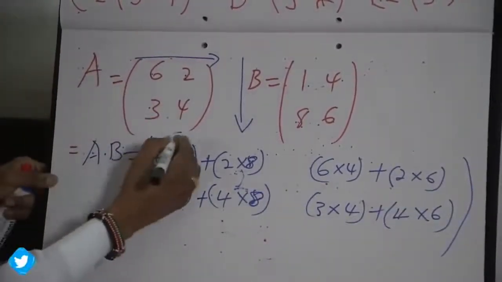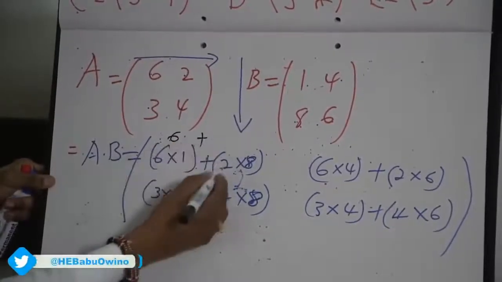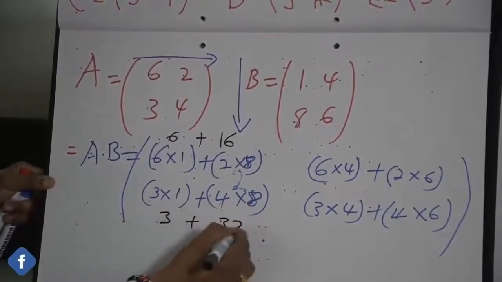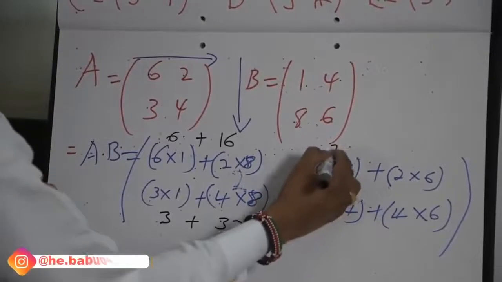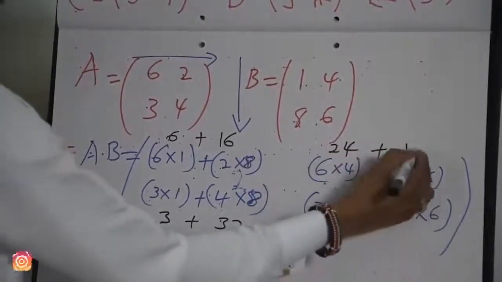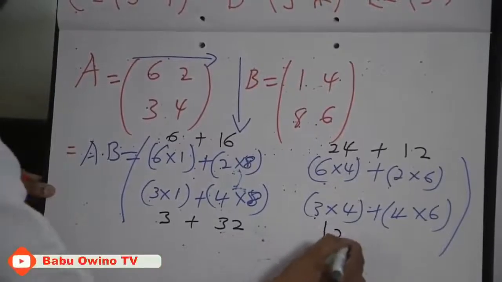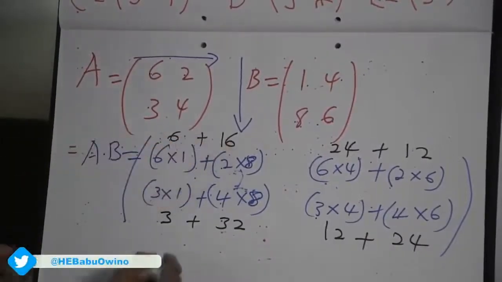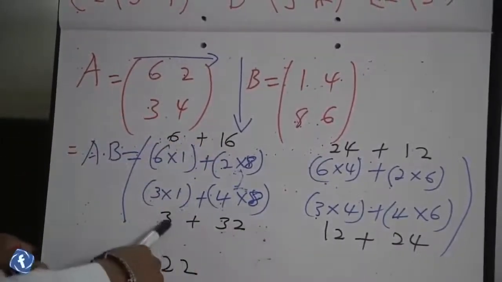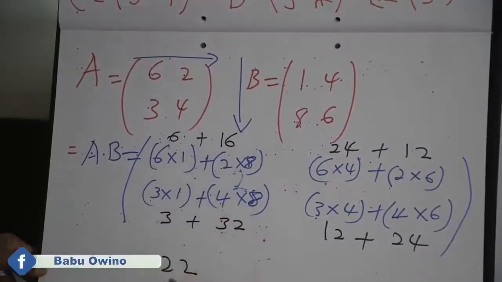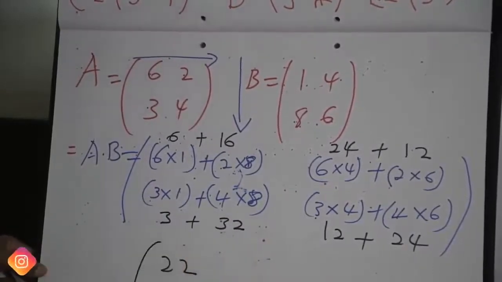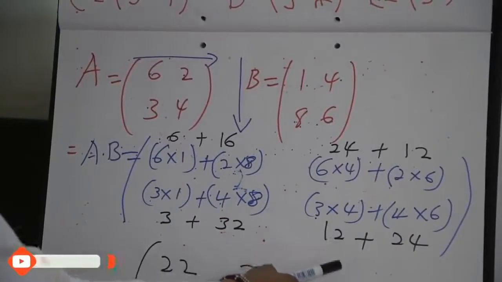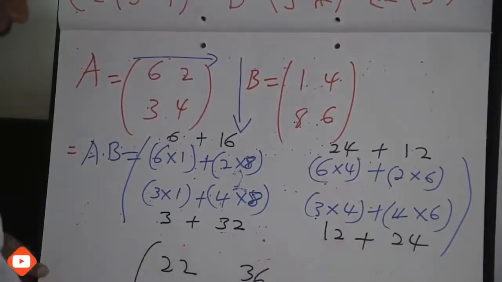So here what do we get? 6 by 1 is 6 plus 2 by 8 is 16. 3 by 1 is 3 plus 4 by 8 is 32. 6 by 4 is 24 plus 2 by 6 is 12. 3 by 4 is 12 plus 4 by 6 is 24. So when you add 6 plus 16, you get 22. When you add 3 to 32, you get 35. 24 plus 12 is 36. Then again 12 plus 24 is 36.